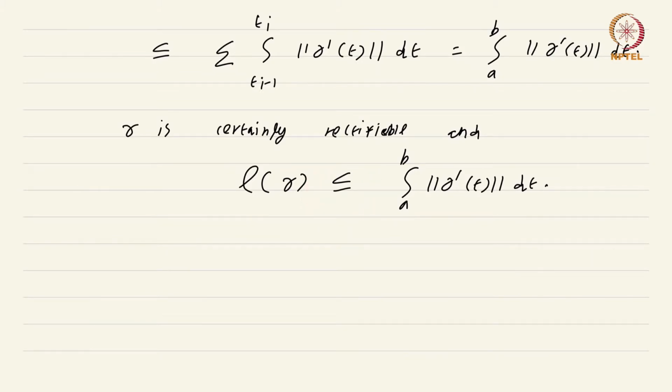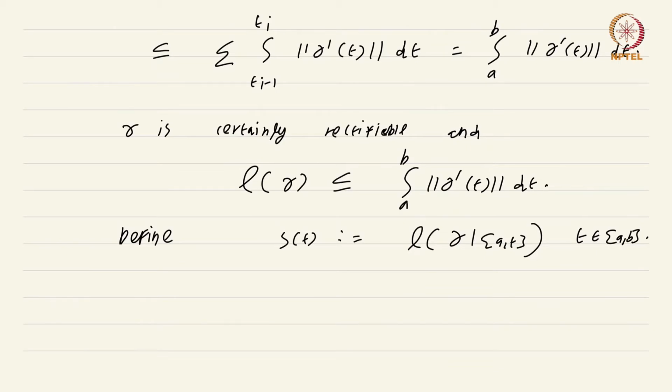To do that, what we do is we define the arc length function. So define s of t by definition to be, not integral a to t, sorry about that, define it to be the length of gamma restricted to [a, t], where t is in [a, b]. So we have now defined the function s of t where t runs from a to b. At the point t, it just gives you the arc length up until t.